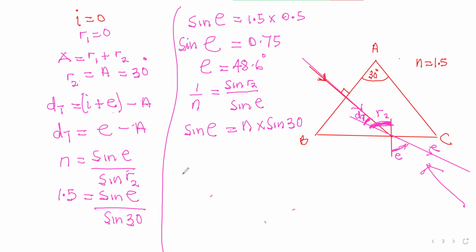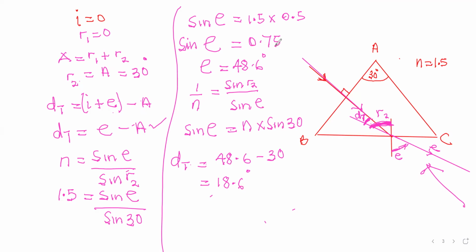Once we have the angle of emergence, then the total deviation, D total, is E minus A, and E is 48.6 minus A, which is 30. Therefore, we have 18.6 degrees as the total deviation under this condition. So that is the solution to the question. Please, are we all okay?